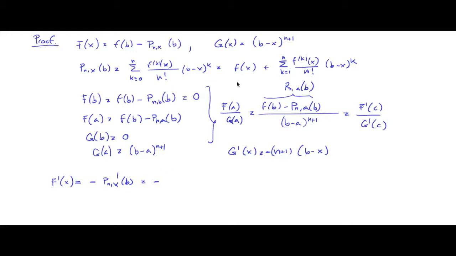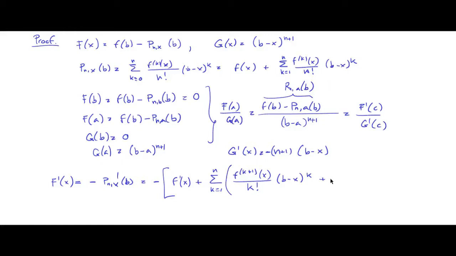Now, the first term is f prime, right? And then we have the sum from k equals 1 to n, and then the derivative of this. The derivative of this is the derivative of the first term, which is f to the k plus 1 at x. It's not f to the k plus 1, sorry, it's the (k+1)th derivative of f divided by k factorial times (b minus x) to the k, and then we have plus the derivative of this.